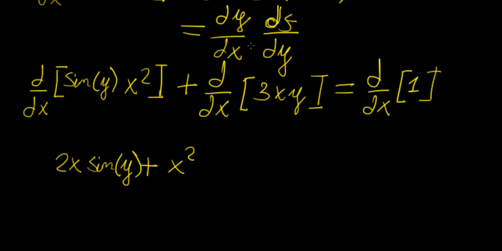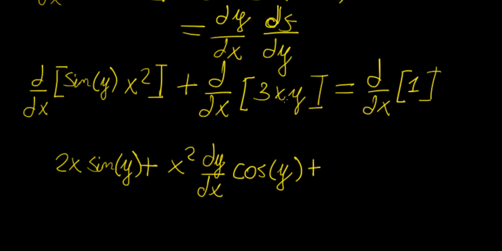If we employ the chain rule, what are we going to get? Well, the derivative of the inside is just dy dx. And the derivative of the outside with respect to y is going to be cosine of y. So this is the first term here. How about the second term?